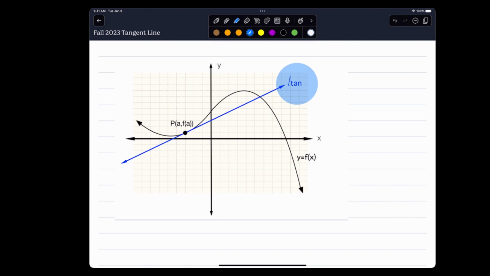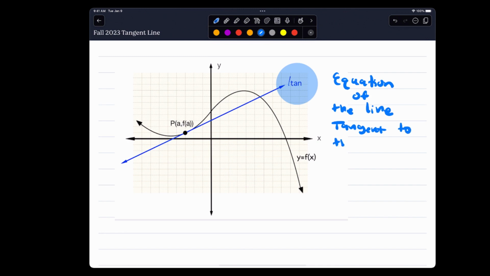Now, this blue line is known as a what? This is called the equation of the line tangent to the curve f. And you say, where's my curve f? It's right here. This is the black line, not your curve f. But it's the equation of the line tangent to the curve at the location a, f of a.